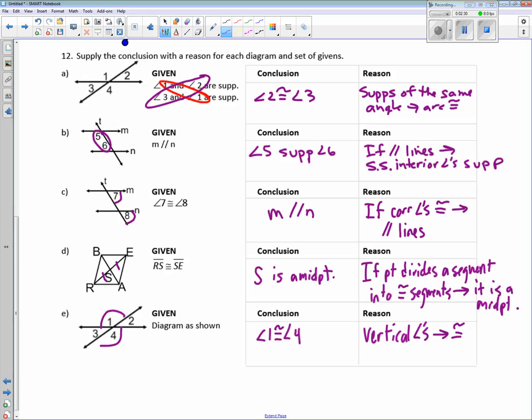Also, I could say angle 3 and angle 4 form a linear pair. And basically, that's assumed from the diagram, which also means I could say angle 3 and angle 4 are supplementary because they form a linear pair.